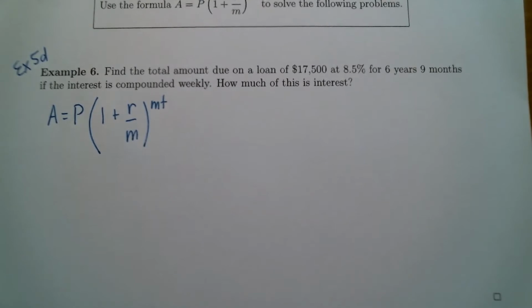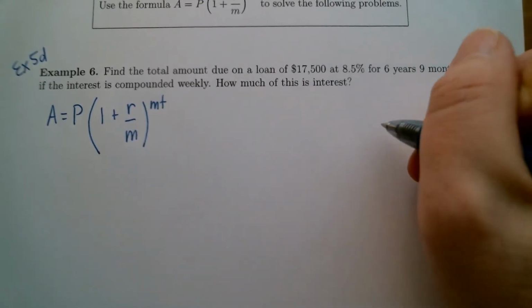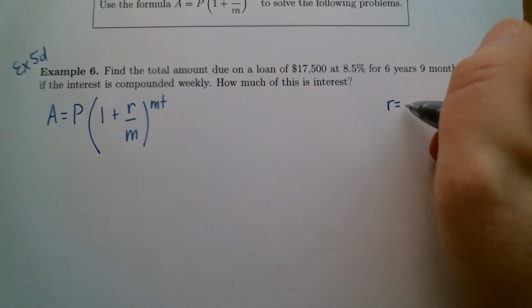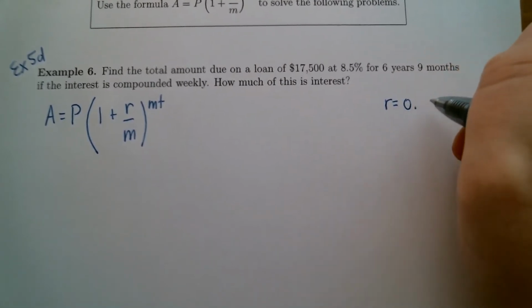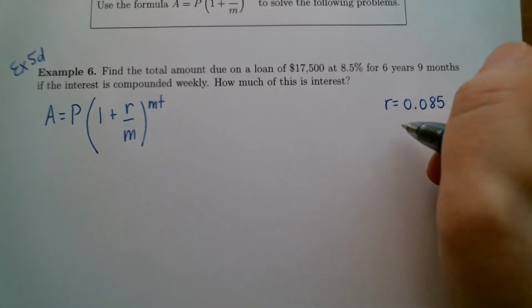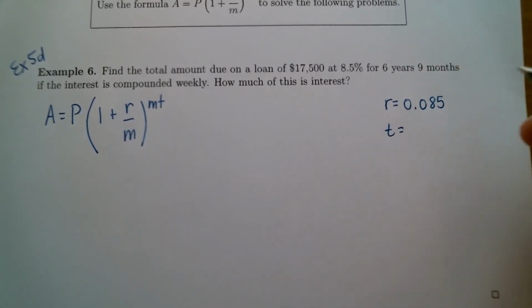If you are looking at any kind of loan situation, let's do the obvious variables first. The interest rate is going to be 8.5%. So drop your percent sign and move the decimal point 2 places to the left. So that's going to be 0.085. We are borrowing the money for 6 years and 9 months.